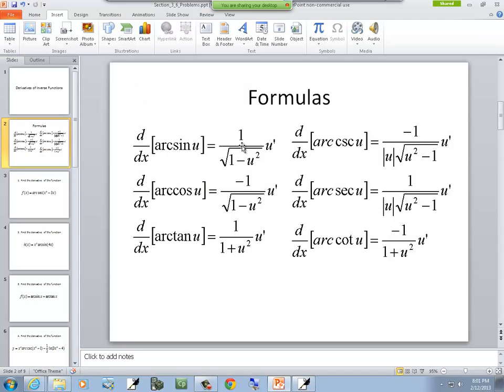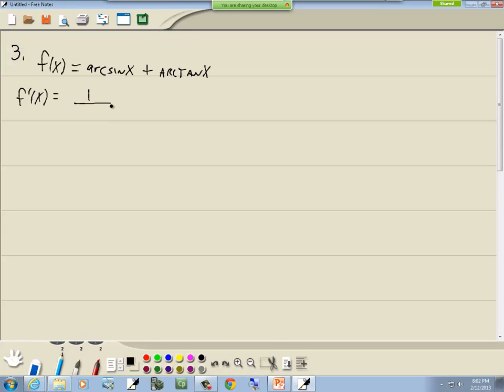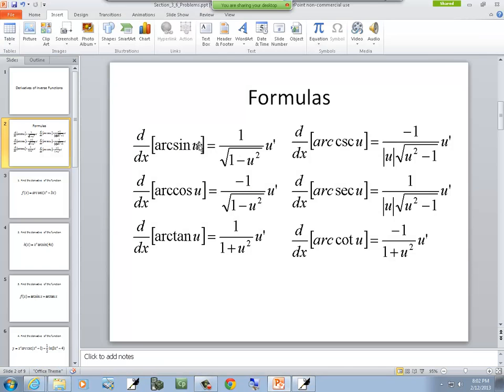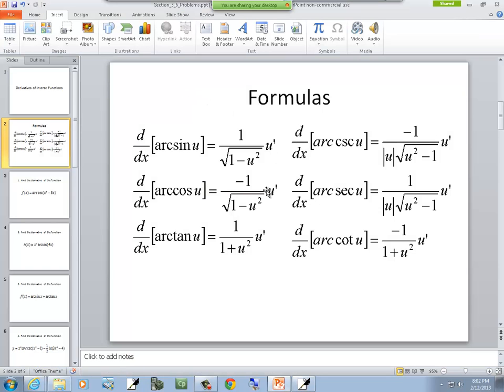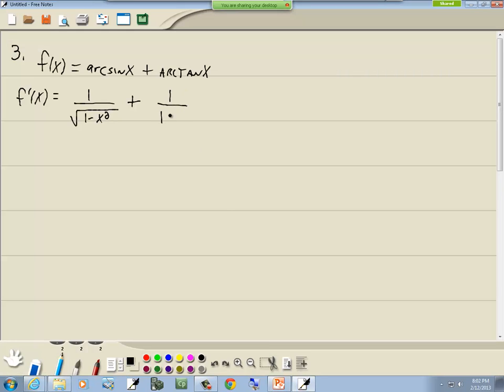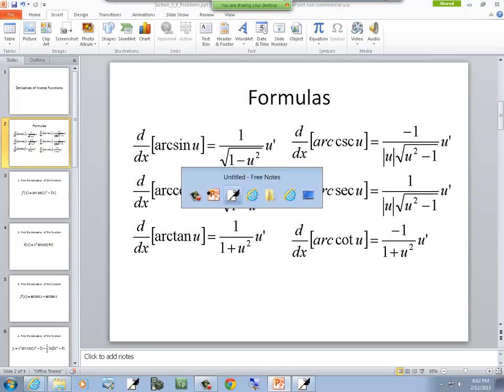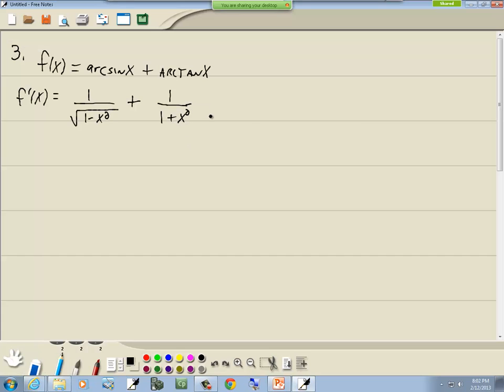So for arc sine, the derivative is 1 over the square root of 1 minus u squared, so this will just be 1 minus x squared. Plus arctangent, the derivative is 1 over 1 plus u squared, which becomes x squared. And again, we don't need the u prime at the end. That's only for the chain rule. Now these don't have the same denominator. So if I get a common denominator, I'd have 1 plus x squared times the square root of 1 minus x squared.